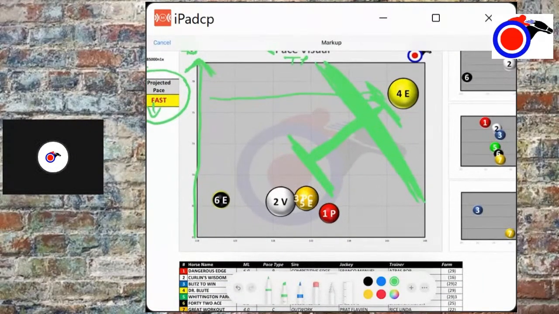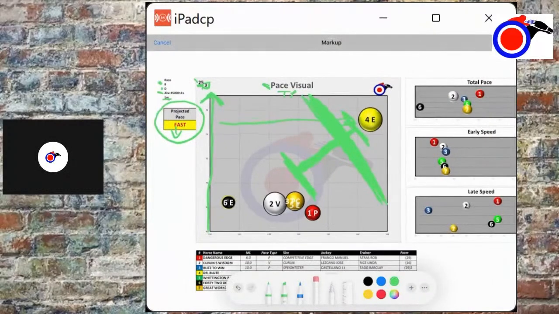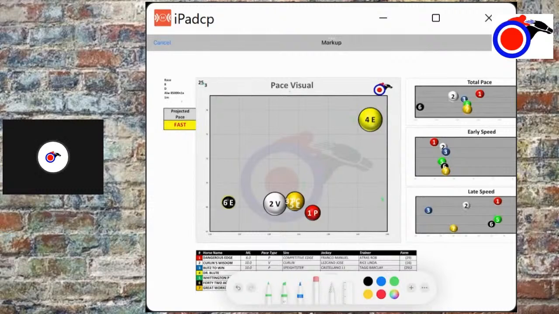The last thing I wanted to mention about the pace visual box, which is your largest box: the size of the circles is all based off algorithms. You're looking at the connections, whether the horse is in form, and maybe whether there's a jockey change.